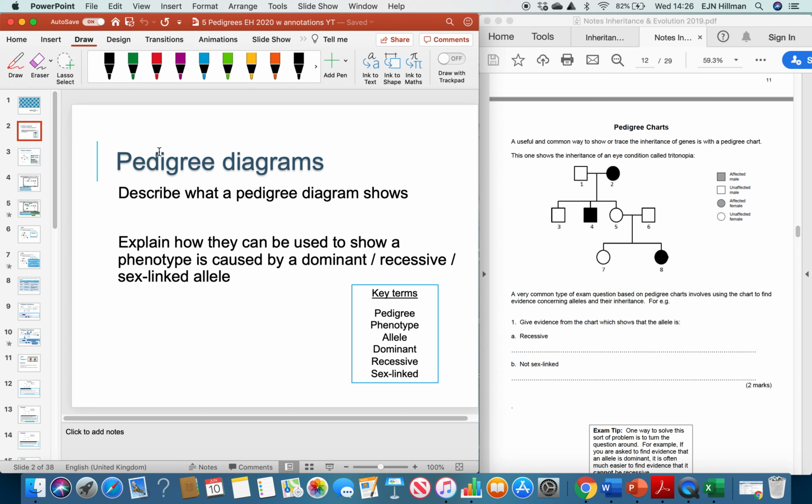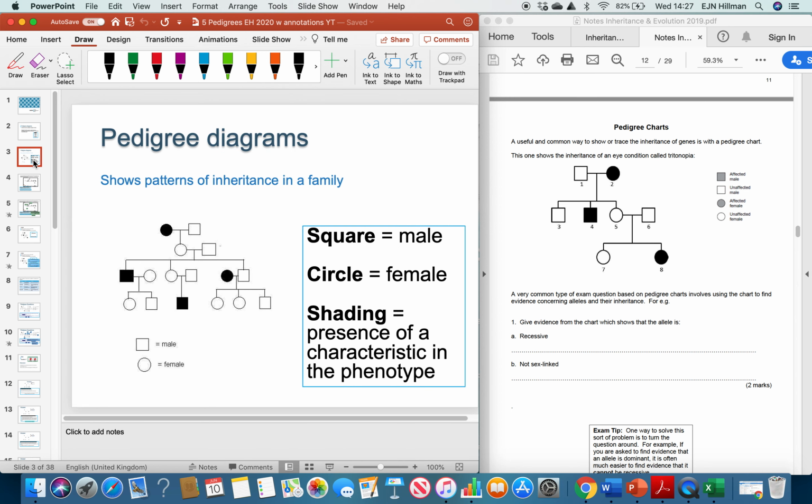So, pedigree diagrams. We want to describe what a pedigree diagram shows and explain how they can be used to show a phenotype which is caused by either a dominant or a recessive or a sex-linked allele. The purpose of a pedigree diagram is to show the pattern of inheritance in a family.